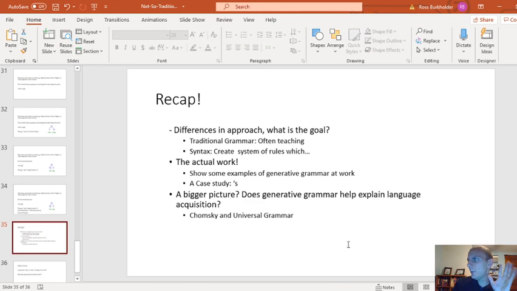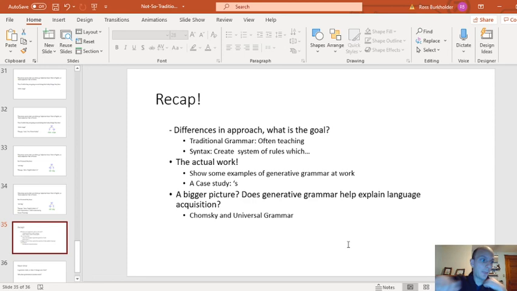Cool. It took a long time. Quick recap here, and then we're gonna end it. So what we looked at today in this lecture is, we started quickly with the differences in approaches between traditional grammar and syntax. Traditional grammar focuses more on teaching and education. Syntax focuses more on this rule-creating system of all the grammatical sentences, none of the ungrammatical ones.